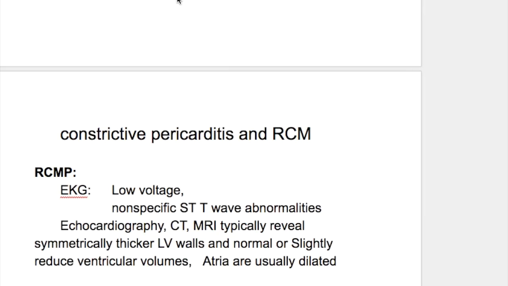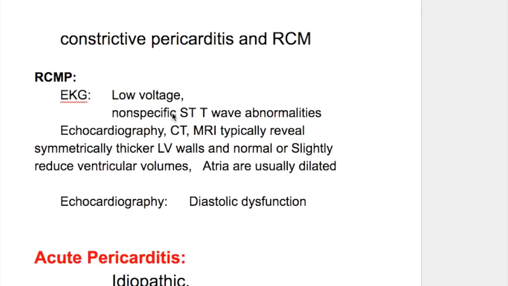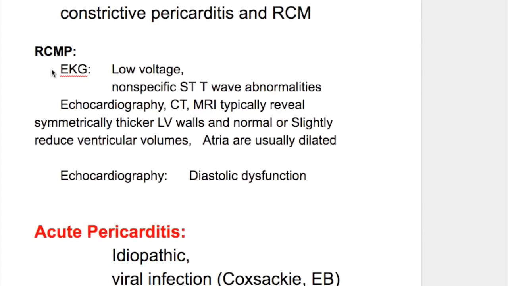There is right heart failure in both constrictive pericarditis and restrictive cardiomyopathy, both of which have low amplitude QRS complexes. How about the EKG in restrictive cardiomyopathy? Apart from low voltage QRS complexes, it has non-specific ST wave abnormalities. Echocardiography, CT, and MRI typically reveal symmetrically thick left ventricular walls and normal or slightly reduced ventricular volumes. Atria are usually dilated. Echocardiography shows diastolic dysfunction.